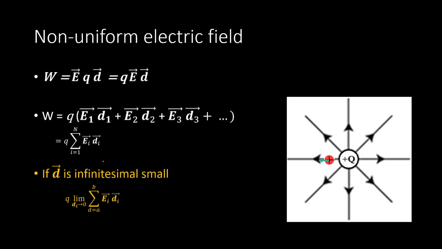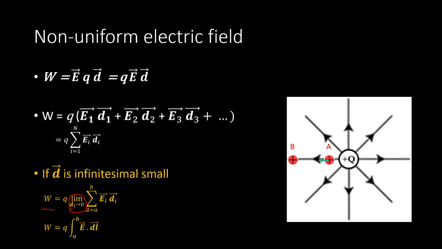However, if d, the displacement vector, is infinitesimally small, so small that we can have infinite amounts of small displacement between point A and B, then this is going to produce the exact work done in this case, which is this formula. W is equal to Q times the integral, when the dl is infinitesimally small, approaching 0, integrated from A to B.